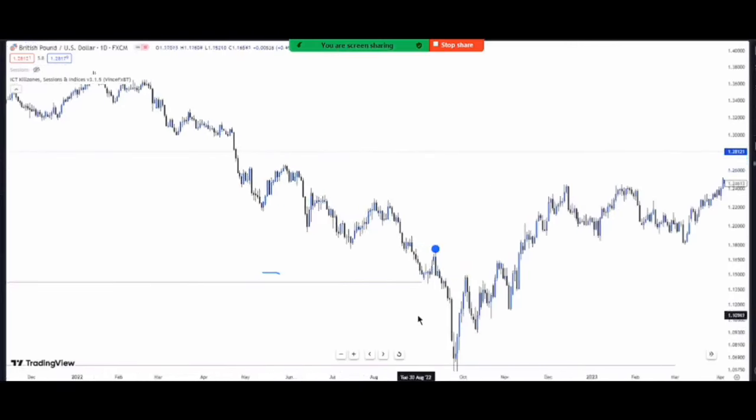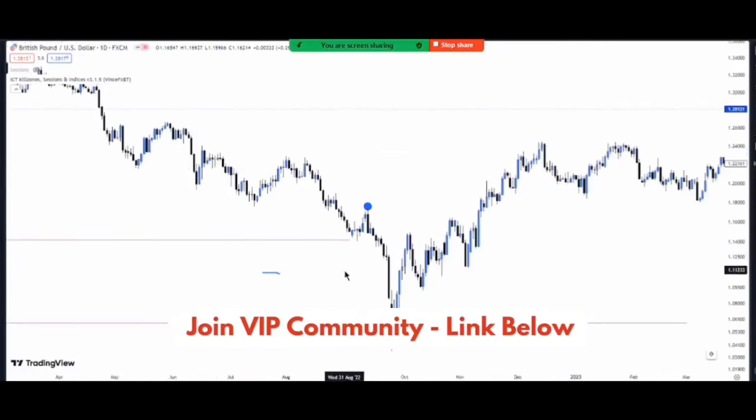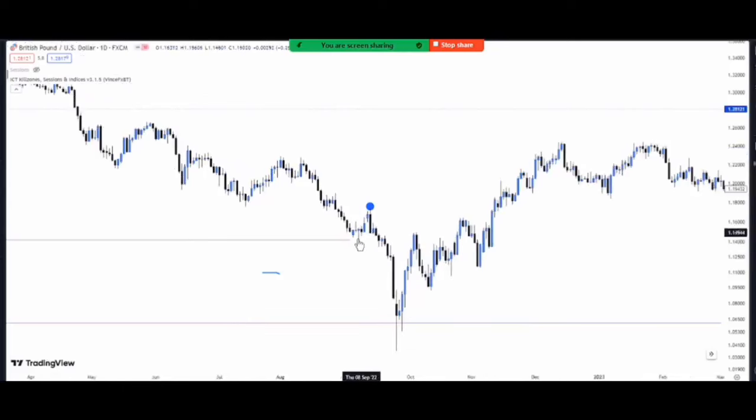Did it close below it? No, it didn't. Initially, it didn't close below. But eventually, it closed below to confirm this as a valid CHoCH. All right? And therefore, for this low to be confirmed, you need inducement.